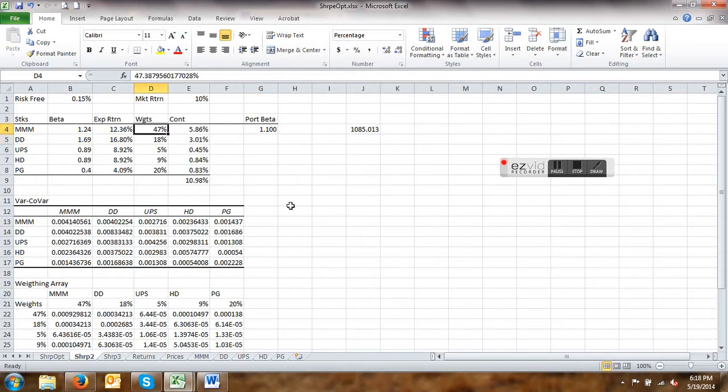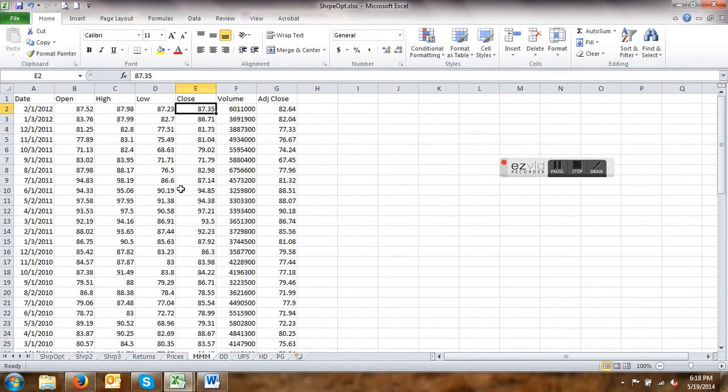I had $200,000 to invest. I spent 47% of it, actually 47.38% of it, on 3M. I come over here, the closing price of 3M at the end of my portfolio formation was $87.35. So pretty simply, this is the monthly close, it's not a problem.